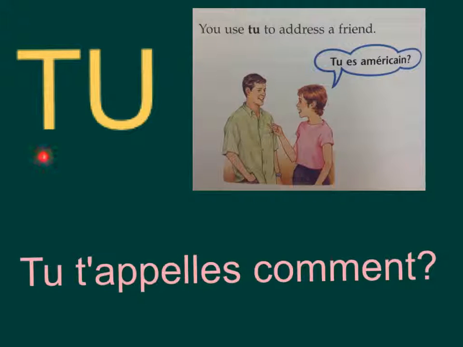Next, we have tu. Tu is used to address a friend. Okay, this is the English equivalent of you. And you've seen this before in the question, tu t'appelles comment? What's your name? Okay, we also have tu es américain? Are you American? So you're asking about a friend, you're asking you, tu.